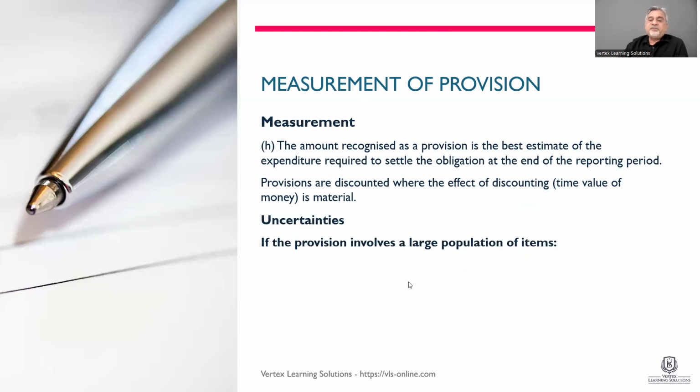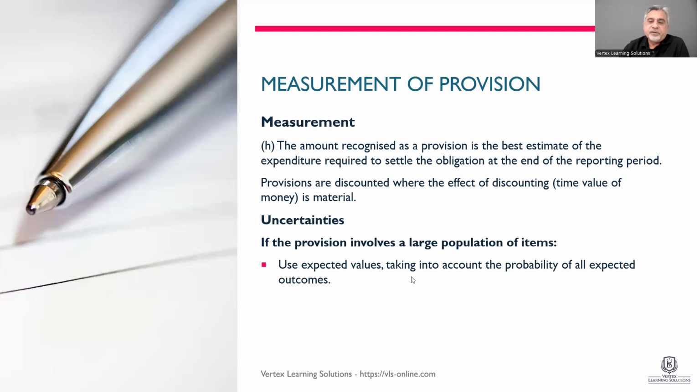Uncertainties: if the provision involves a large population of items, which means this can happen, that can happen, then you need to take the expected values, taking into account the probability of all expected outcomes. For example, there is a possibility that I have to settle the provision with an amount of $8,000. I might have to spend $10,000 or probably $12,000. I'm not sure. These are three possible options.